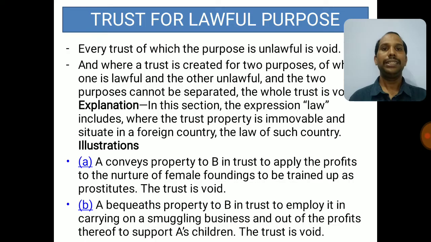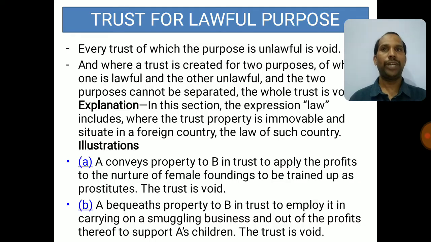That's number one. The second one: A bequeaths property to B in trust to employ it in carrying on a smuggling business and out of the profit thereof to support A's children. The trust is void, because here supporting A's children is okay, but how is he supporting? By doing a smuggling business. Smuggling business is not a legal activity, hence the whole trust becomes void. This is all about trust for lawful purpose.